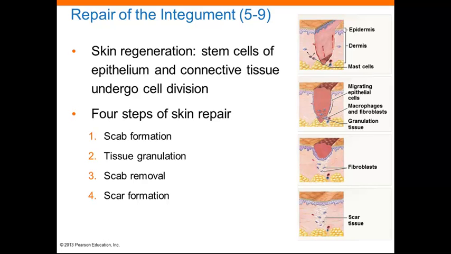This next section looks at the repair of the integument and is the conclusion of Chapter 5. So skin regeneration occurs because stem cells of the epithelium and the connective tissue undergo cell division. And this will replace lost or damaged tissue. There are 4 steps of skin repair. First, there is the scab formation, where a blood clot will form on the surface. And this is a temporary patch. And the idea is it can help prevent additional microbes from invading the injury.